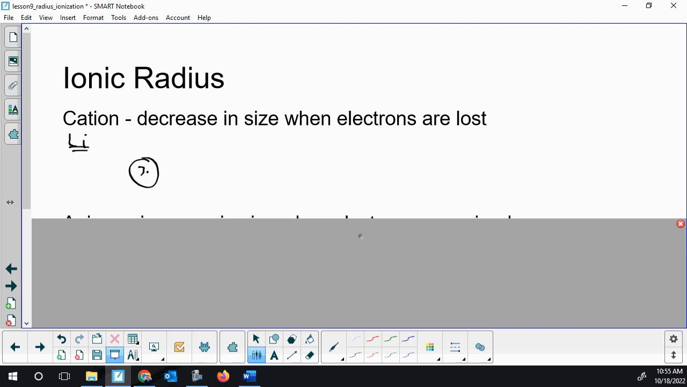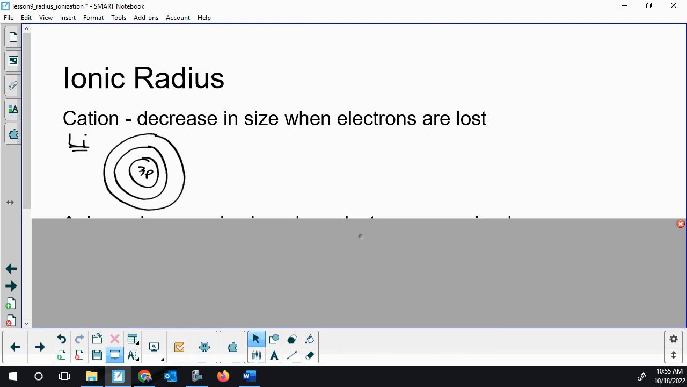So we have 3 protons. We've got 2 energy levels, 2 core electrons, and a valence. This is going to be our comparison, 1s2, 2s1. And then I'm saying when this becomes a cation, it's always going to shrink.